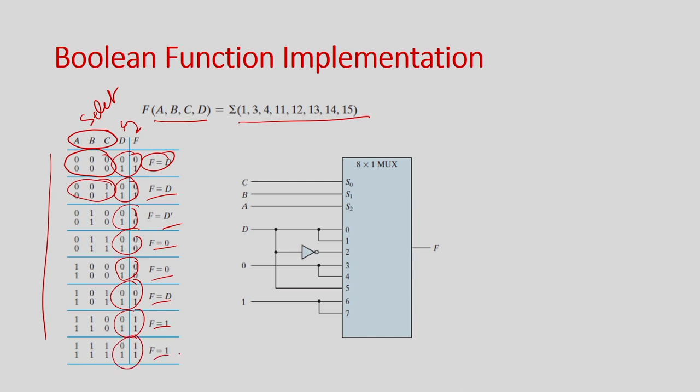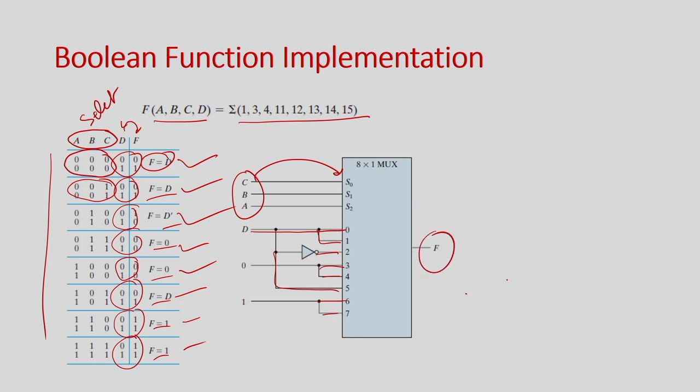So what I am going to do is, I will put ABC as the select line and these values. So D to the 0th input, D to the first input, because these two, D bar to the second input, 0 to the next two inputs, third and fourth, D again to the next input, and then 1 to the sixth and seventh inputs. So this is my D0 to D1, D7, right? And this will exactly work the way this function works.